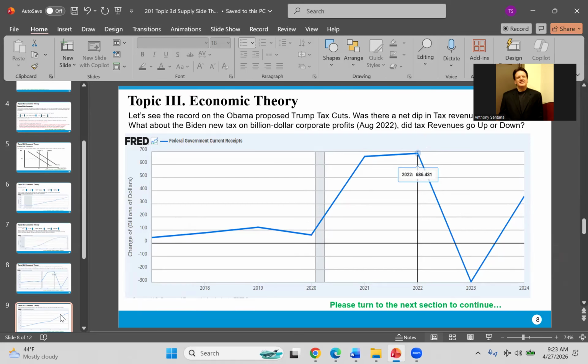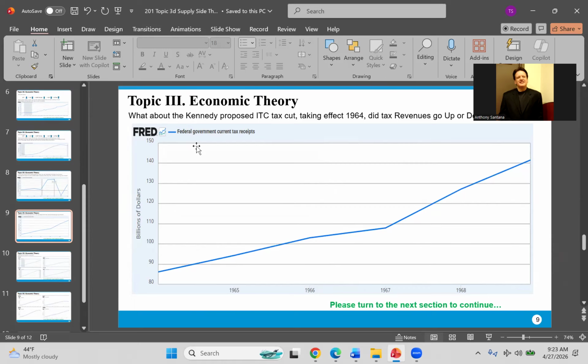And then here's Kennedy with his ITC. And we see that tax receipts went from 80 to twice that would be 160, so 140. So again, almost double in this case in about 64 to 69. So in about 5 years, already almost doubled. So it didn't even take 8 years. So Kennedy's was very successful.